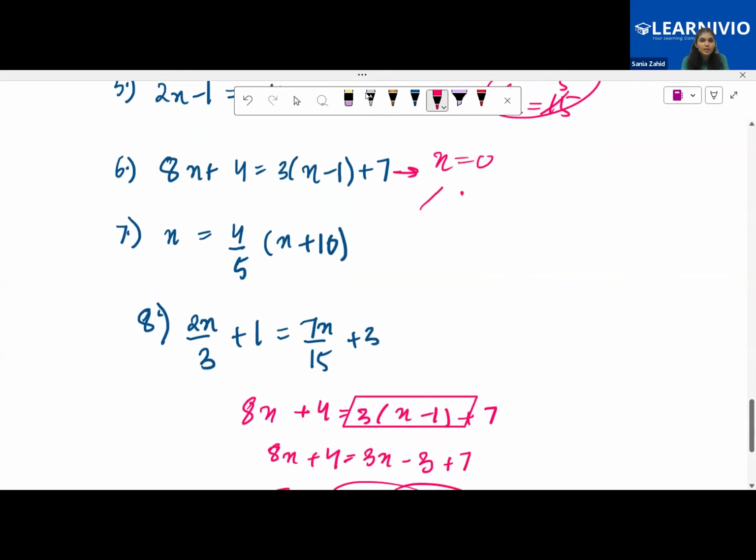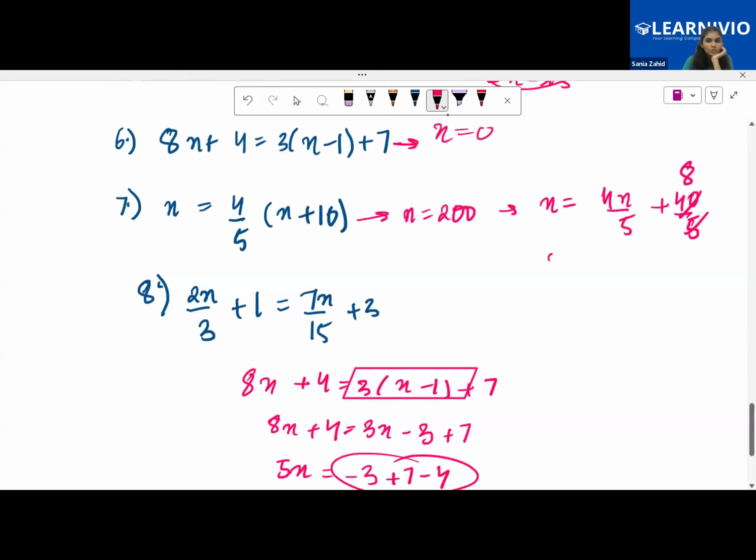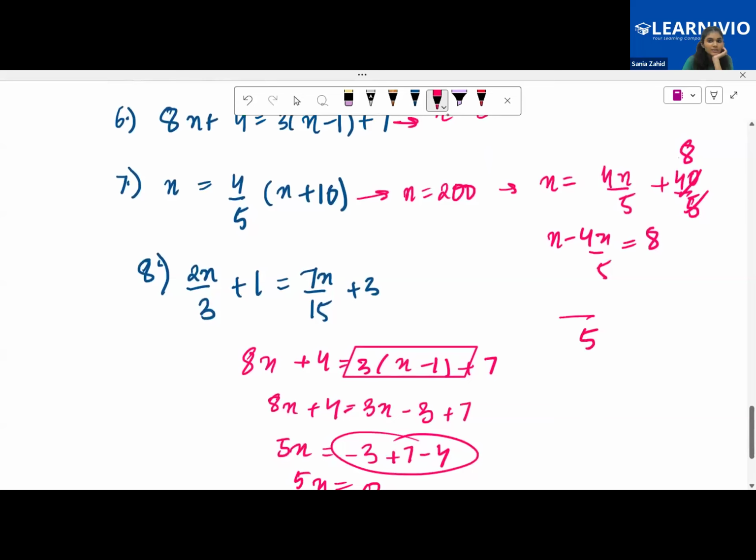The next, what are you getting? Amar, what are you getting for the next one? You tell. Ma'am, I got 200. Speak loudly. Ma'am, I got 200. Okay, let's check. So, over here, first you will multiply. So you'll get 4x by 5 plus 40 by 5. 40 by 5 is basically 8. Then you'll do x minus 4x by 5 gives you 8. Then you can write 5 as the LCM. 5x minus 4x is x. So x is equal to 5 into 8, which is 40. Your answer is 40. How come you're getting 200?